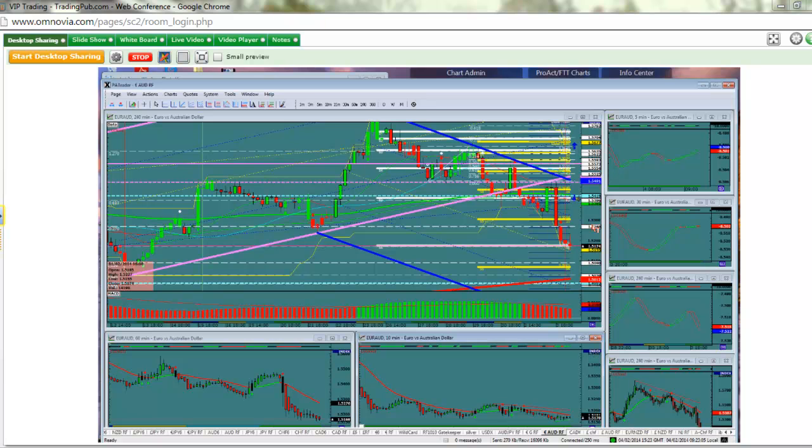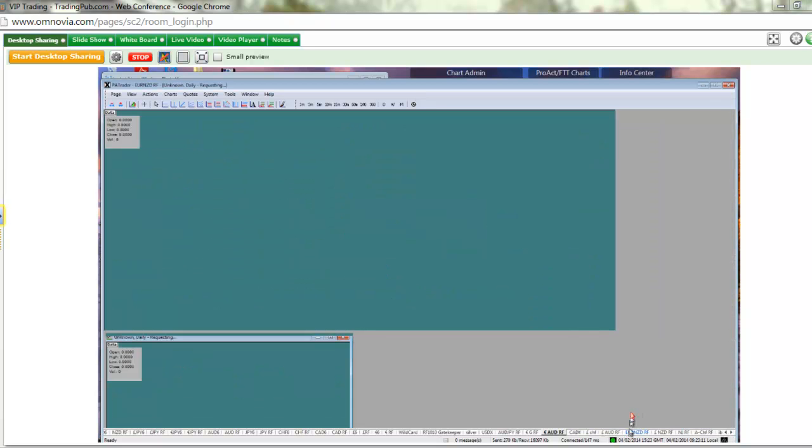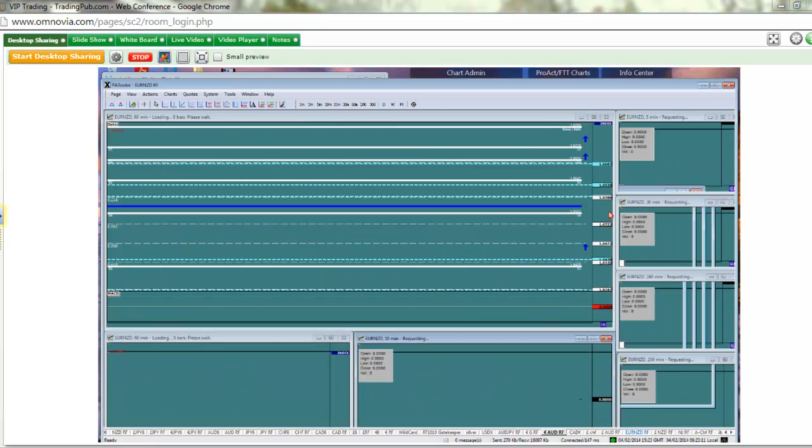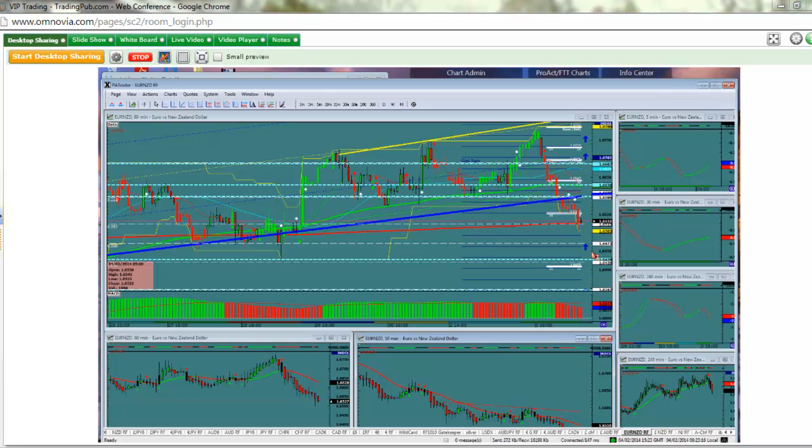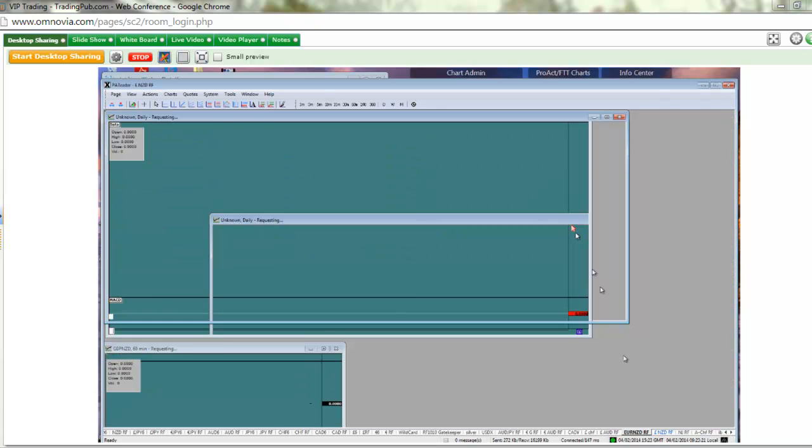We're interested in a continuation, but we remember that it's already had a big move. And we're waiting to see if we break down through here, down to 64.50. So those are all close, and of course the pound New Zealand is the closest one right now for us.